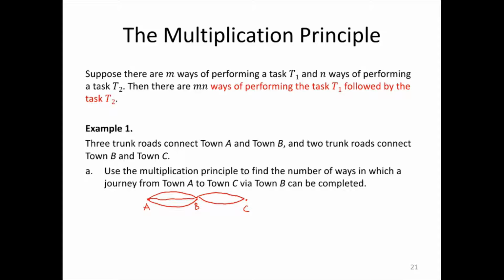For the first trunk road from A to B, if we want to continue to C, we have 2 options of trunk roads, so we have 2 ways. Similarly, if we take the second trunk road from A to B, we have two possibilities to continue to town C. And for the last one we also have another 2 ways. So we have 3 times 2, and that's exactly how we get the multiplication principle. So the number of ways of a journey from town A to town C via town B is 3 times 2 equals 6 ways.